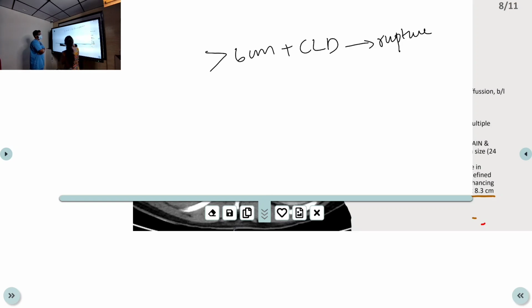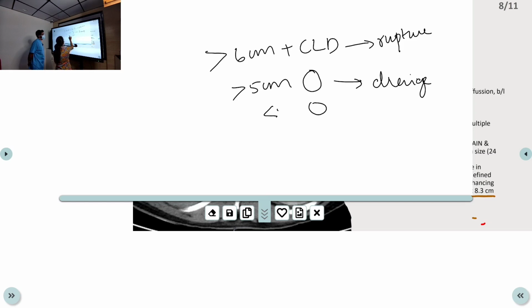If the size is more than 5 centimeter, and it is single and uniloculated, how can we manage this one? Pigtail drainage, if the patient's symptoms are persisting. Suppose same patient, uniloculated but less than 5 centimeter. Medical management, or we can just aspirate it.